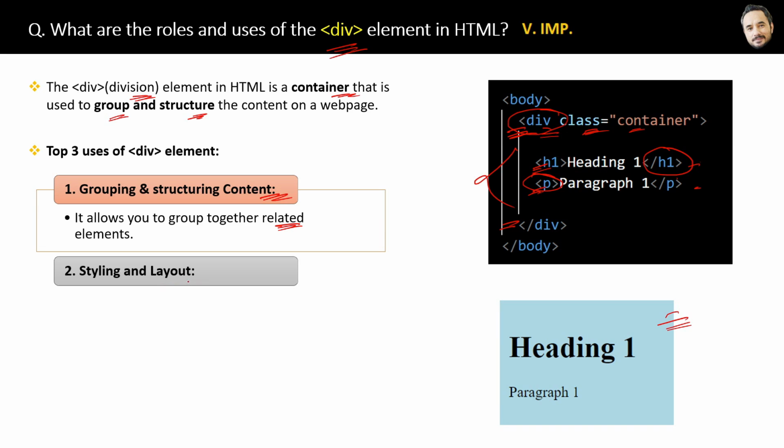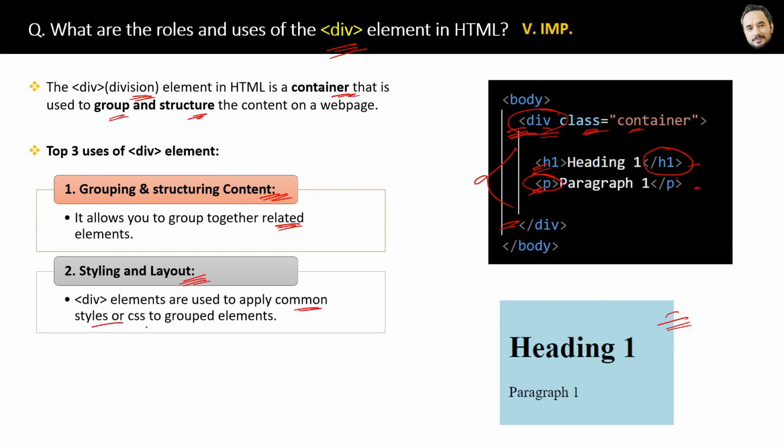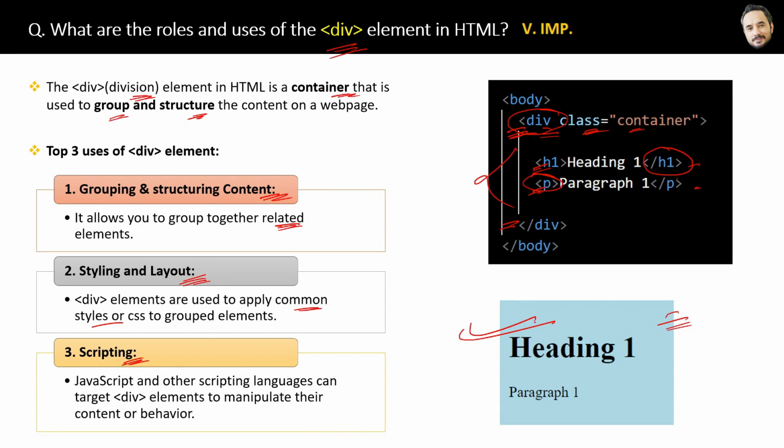Second is div can be used for styling and layout. Again, if you want to apply common styles to multiple elements, then use the div. The third is the div element is used for scripting. For example, JavaScript can access the div elements by their ID or something to manipulate their content or behavior. So it is used for scripting also. Div is important in that sense also.